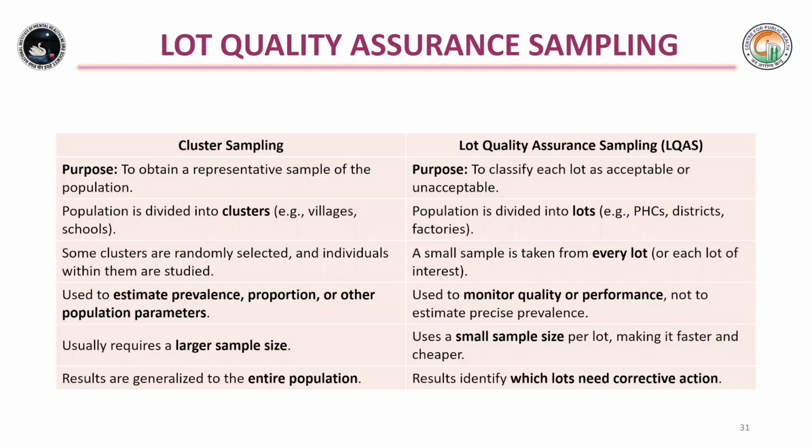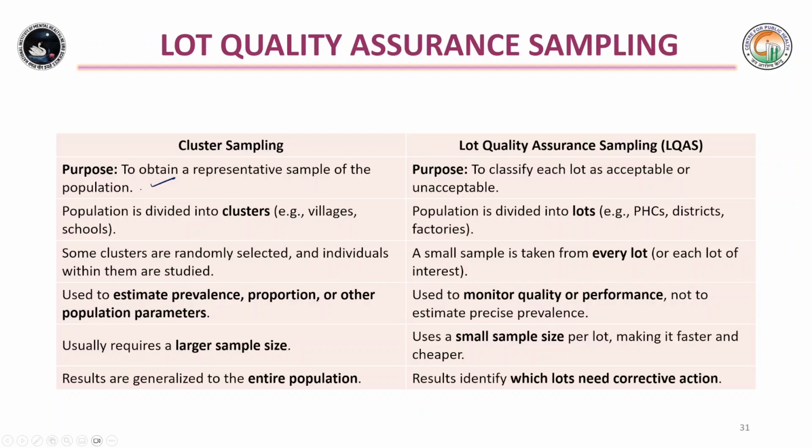Now many students confuse cluster sampling with lot quality assurance sampling because both divide the population into groups, but their purposes are completely different. In cluster sampling, our goal is to estimate something for the entire population. For example, what is the prevalence of hypertension in this district? Here we select some clusters and estimate prevalence.